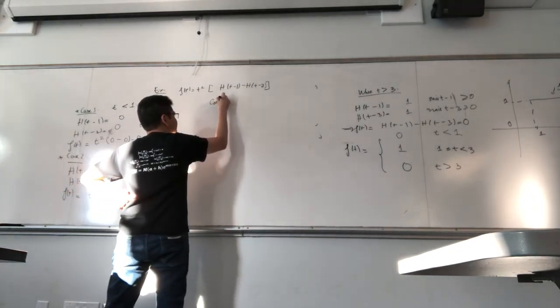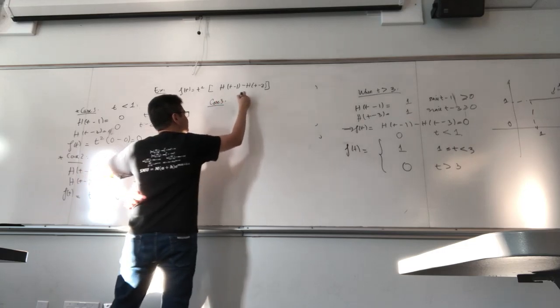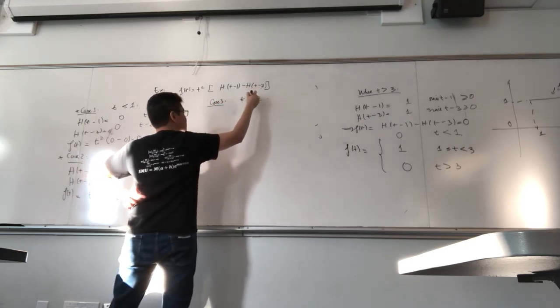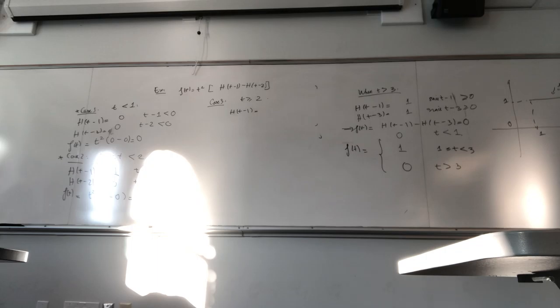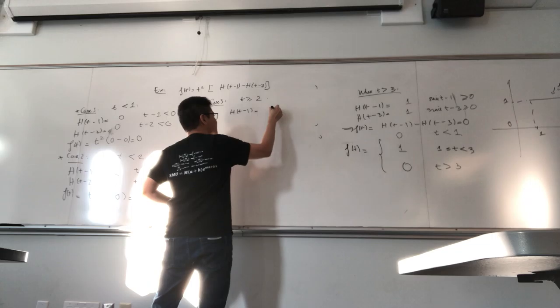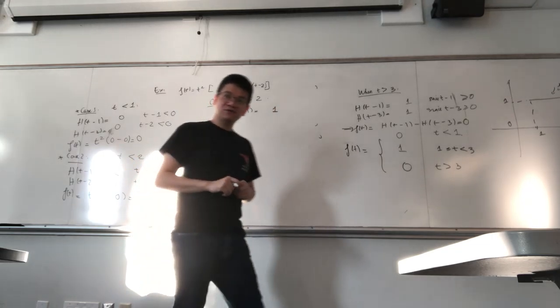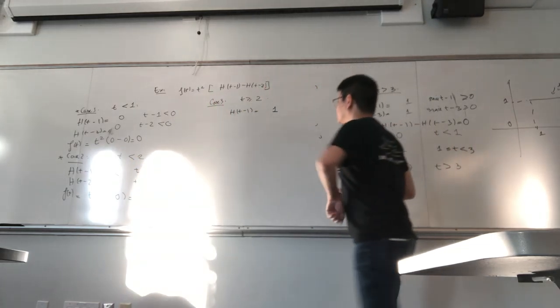Case number 3. t is bigger than 2. When t is bigger than 2, what is the value of h of t minus 1? So in this case, h of t minus 1 is 1 because t minus 1 is positive.